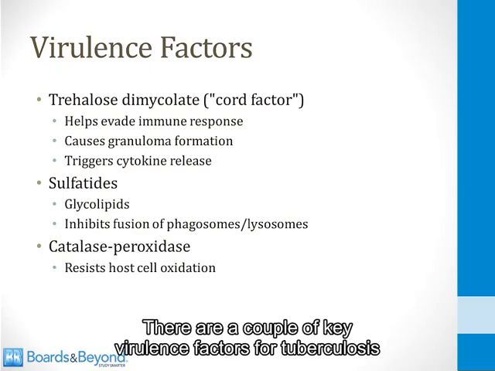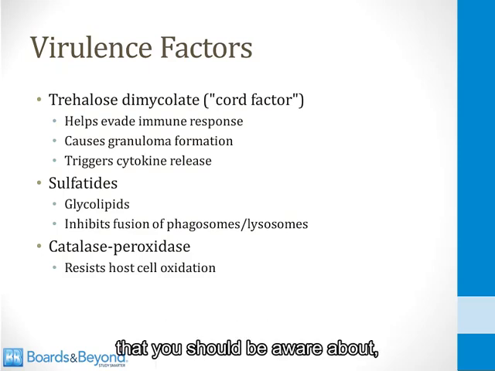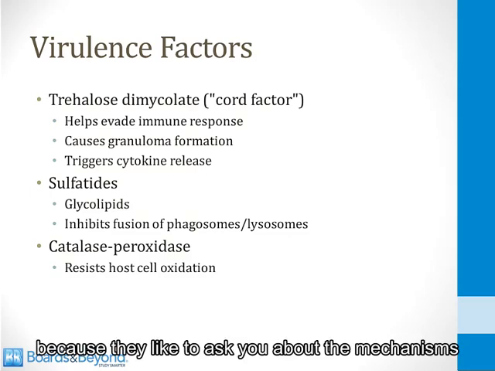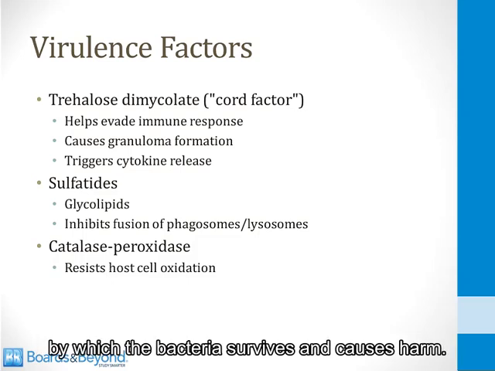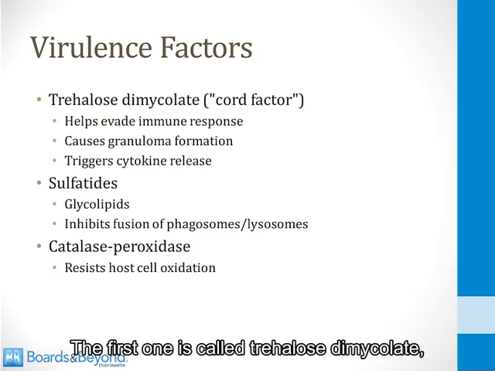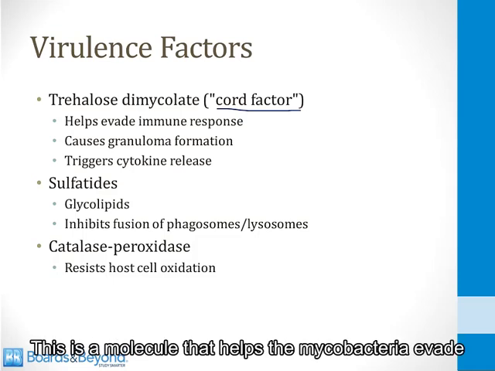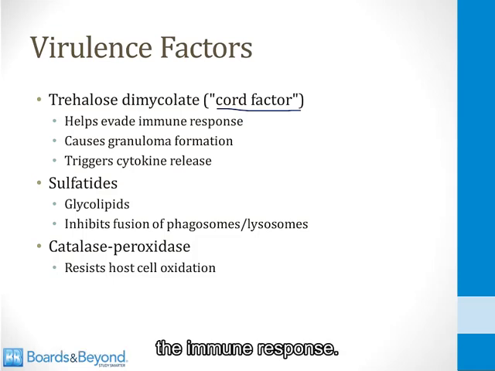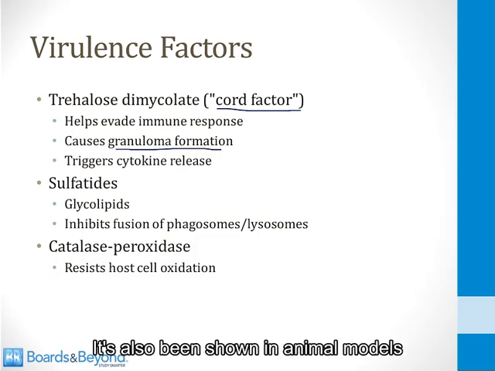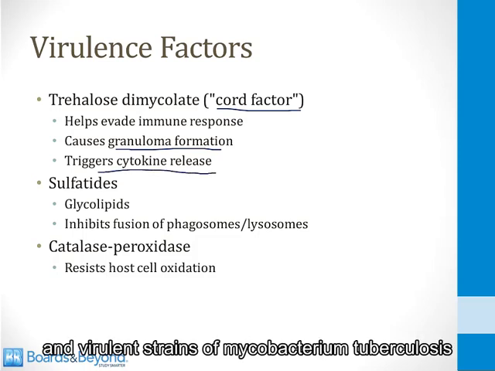There are a couple of key virulence factors for tuberculosis that you should be aware about, especially for step 1, because they like to ask you about the mechanisms by which the bacteria survives and causes harm. So the first one is called trehalose dimycolate, but everyone just calls it cord factor. And this is a molecule that helps the mycobacteria evade the immune response. In studies in the laboratory, it's been shown that cord factor can cause granuloma formation. It's also been shown in animal models to trigger cytokine release, and virulent strains of Mycobacterium tuberculosis tend to have cord factor.